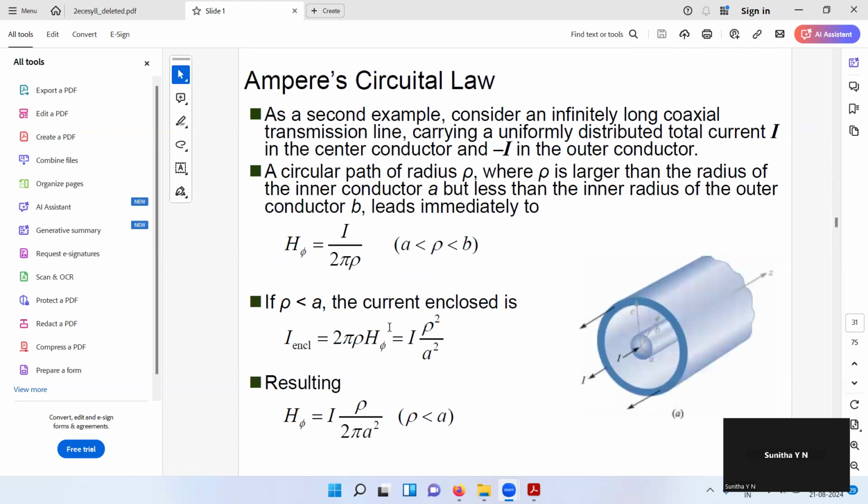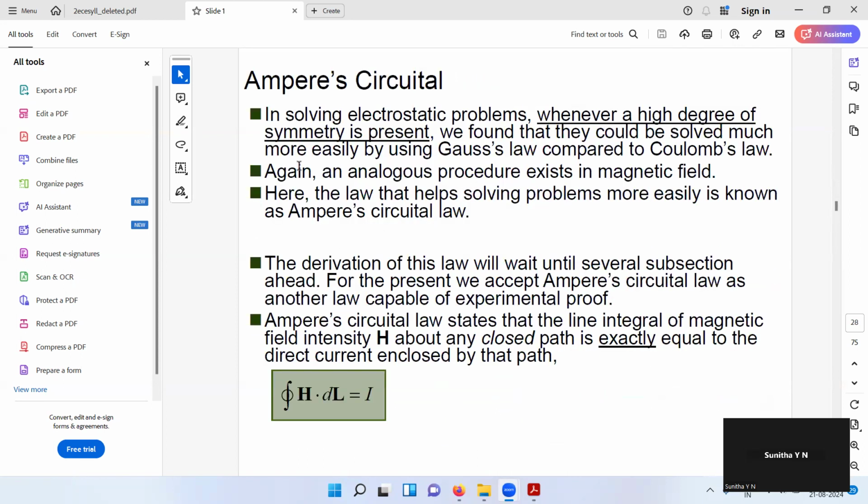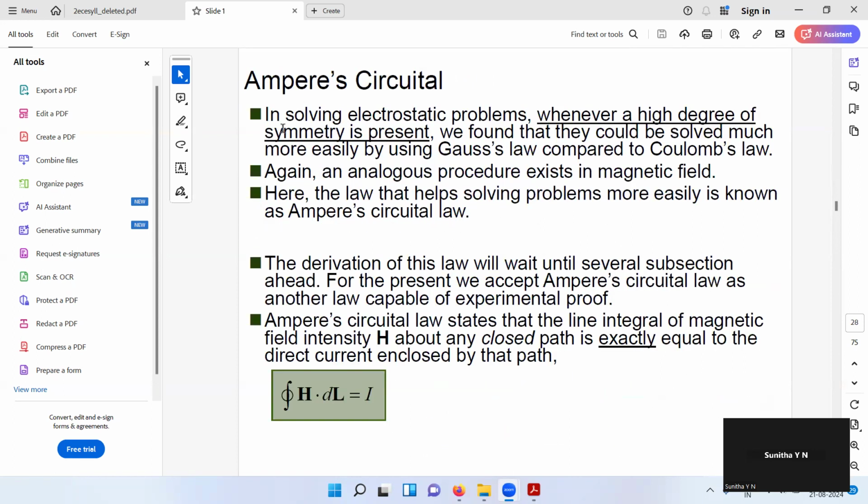Next, we can talk about Ampere circuit law. It is very useful in solving electrostatic problems. Whenever a high degree of symmetry is present, they could be solved much more easily by using Gauss law compared to Coulomb's law. Again, an analogous procedure exists in magnetic field. The law that helps solve problems more easily is known as Ampere circuit law.